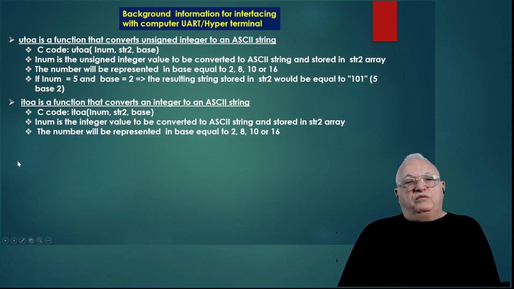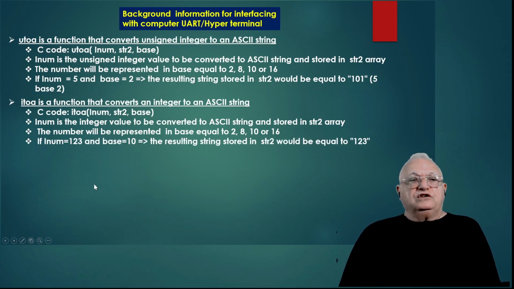Now the number will be represented in base 2, 8, 10, or 16, same as before. So we put in the parameter base, we put in what base we want the ASCII value to be represented. So let's go through an example. If our enum is 123 and we put a base 10, then the resulting string, which is stored in STR2, would be just 123.